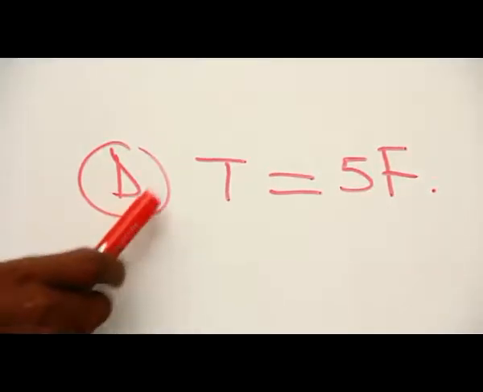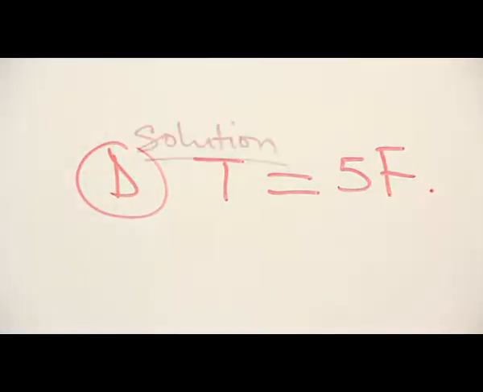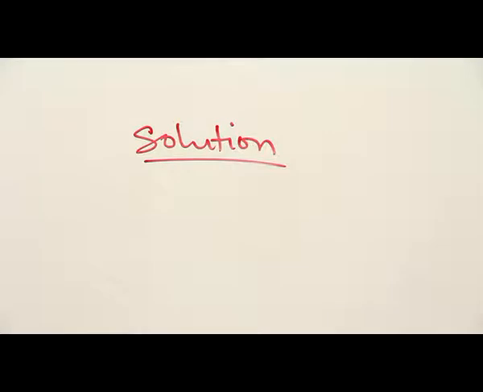And D, T is equal to 5F. The solution is as follows. You have to note that the moment of a force about a point will come into effect only when the force meets the body at angle 90 degrees. The force T is inclined on the body at an angle of 30 degrees.